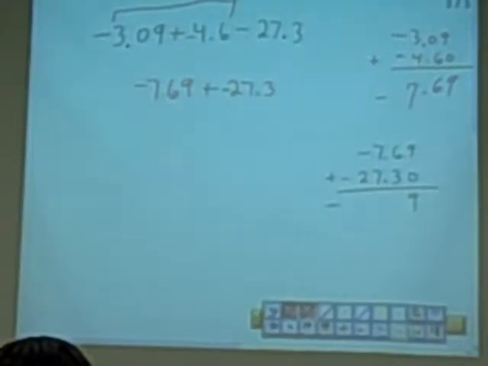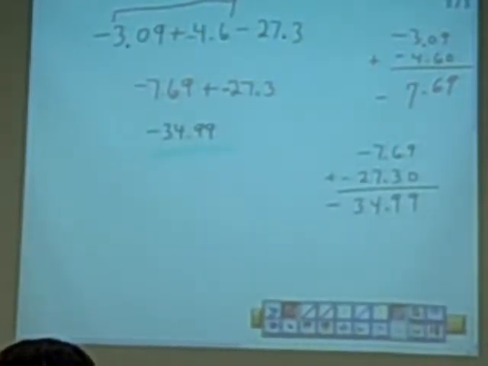So that'd be 9 plus 0 is 9, 6 plus 3 is 9, 7 plus 7, that's going to be what? 14, carry the 1, 3. Okay, so we get a negative 34.99. Okay? Any questions?